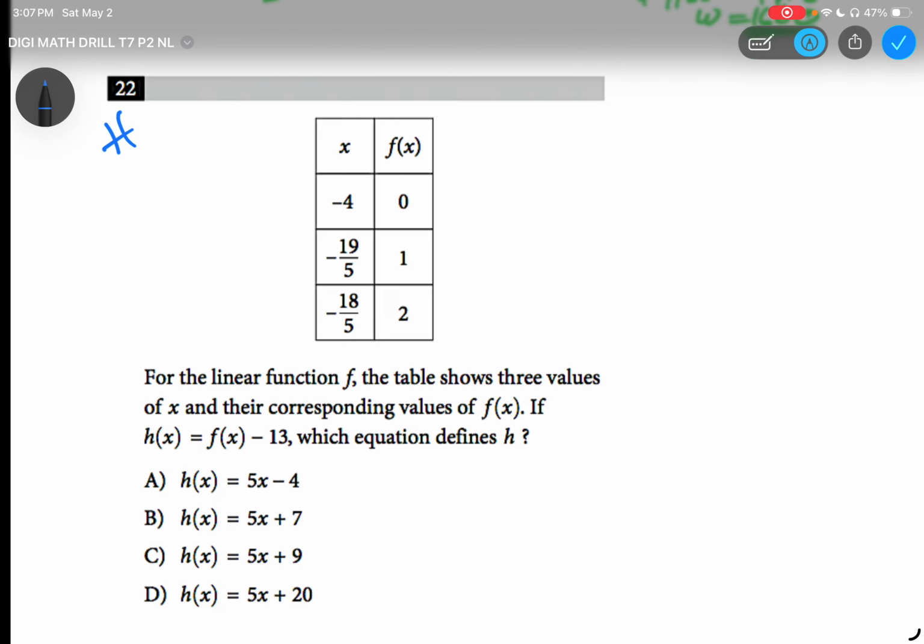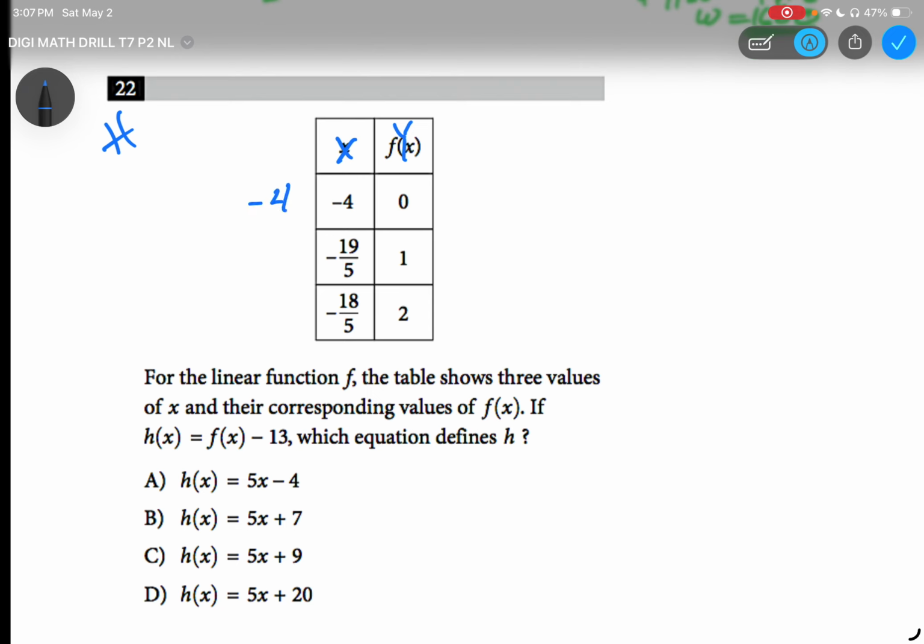We have x given to us, but remember, f of x always equals y. So these are also known as y coordinates or f of x coordinates. All right, that's one thing. Now we know they're giving us a -4 and a 0. So when x equals -4, y equals 0. And then we've got that -19 over 5 and that -18 over 5, both negative numbers. And they're trying to freak us out with the fractions. But when you take the test several times, you're going to start to notice patterns.